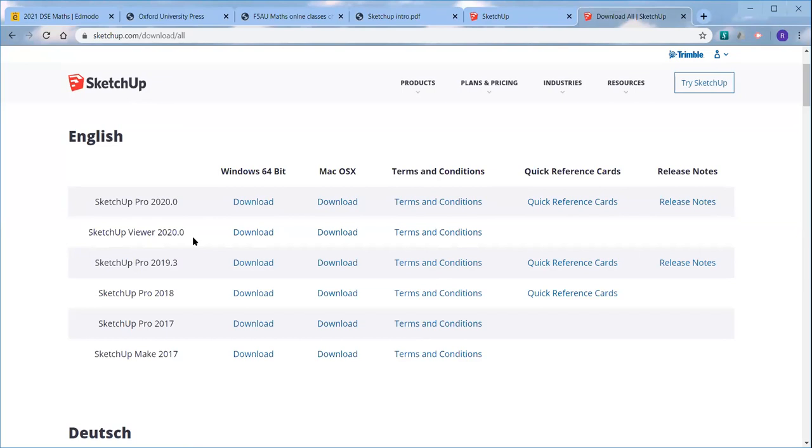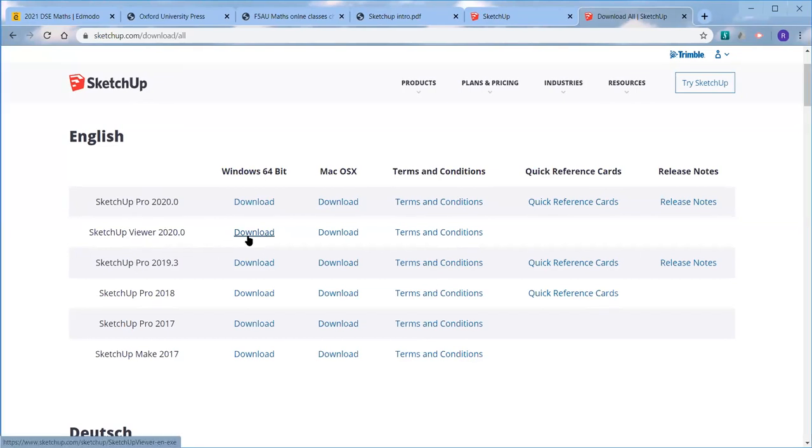You cannot mess up with it because you cannot change it. It's like a PDF against Word. This is like the PDF viewer. You can only read it. You cannot change it.